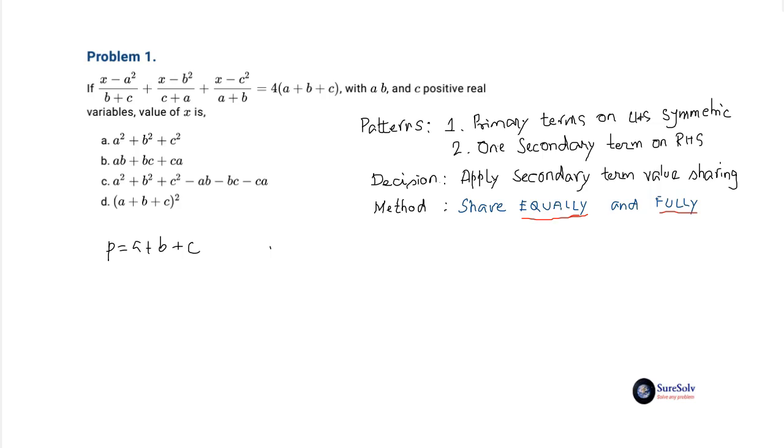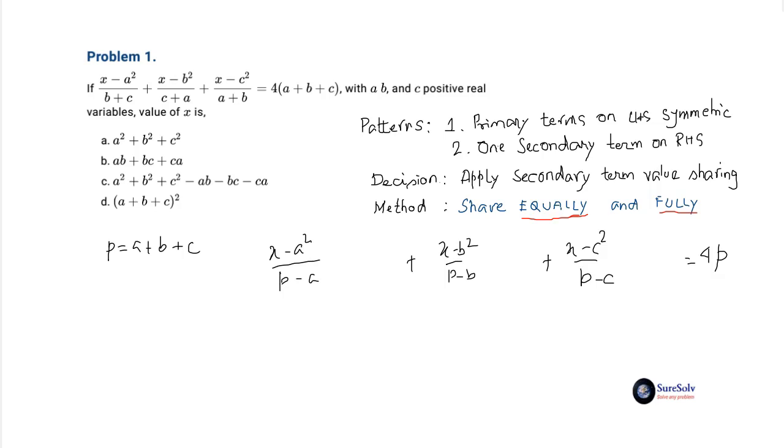So the equation becomes (x minus a) square by (p minus a) plus (x minus b) square by (p minus b) plus (x minus c) square by (p minus c) equals 4p. We have replaced b plus c by p minus a, c plus a by p minus b, and a plus b by p minus c.